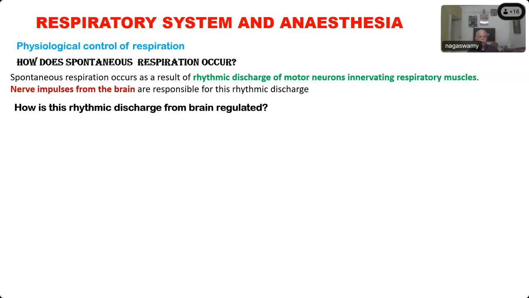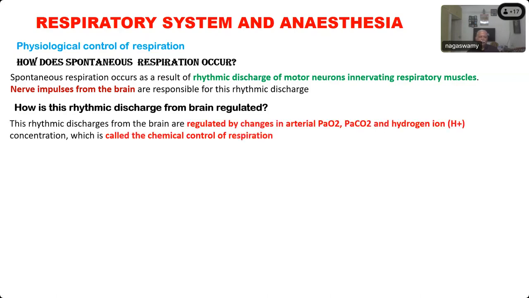Reflex, sir. Reflex mechanism. The main thing is about PaO2, PCO2 and hydrogen ion. These are the three things which are very, very important for chemical control of respiration. Because I told you the main function of the respiratory system is to deliver oxygen and remove carbon dioxide. To remove the carbon dioxide, some amount of hydrogen ion is produced.